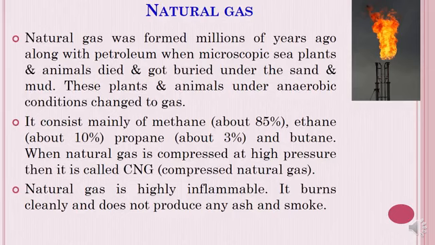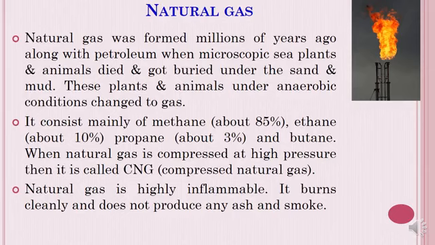Natural gas was formed millions of years ago along with petroleum when microscopic sea plants and animals died and got buried under the sand and mud. These plants and animals under anaerobic conditions changed to gas. It consists mainly of methane gas, ethane about 10%, propane about 3%, and butane. When natural gas is compressed at high pressure, it is called CNG, compressed natural gas.